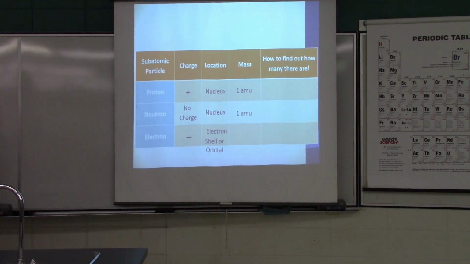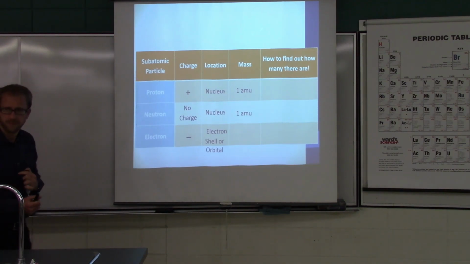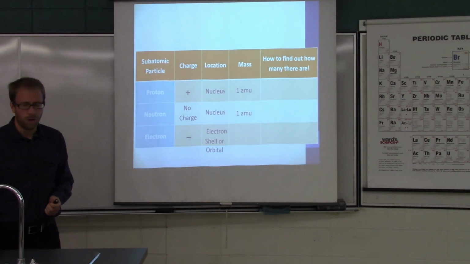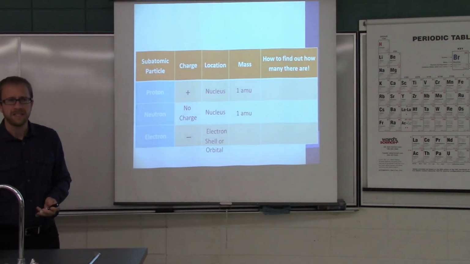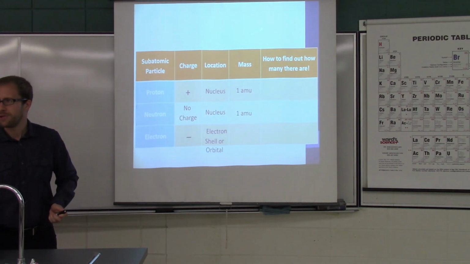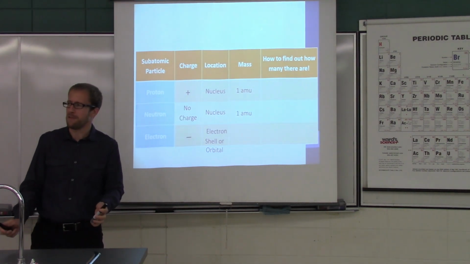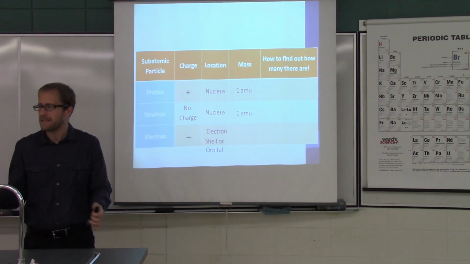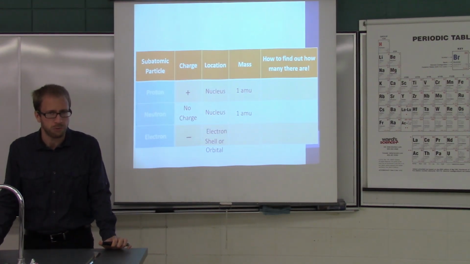Now for the tricky one. How much do electrons weigh? Almost nothing. Almost nothing's a great answer. It's 1/1837th of an AMU. So you would need 1,837 of them in order to equal the mass of a single proton or a single neutron.